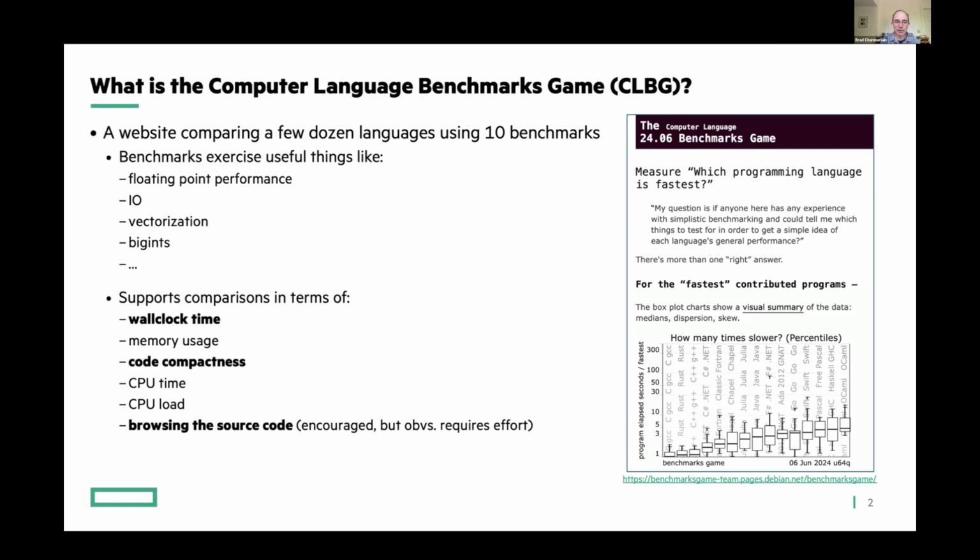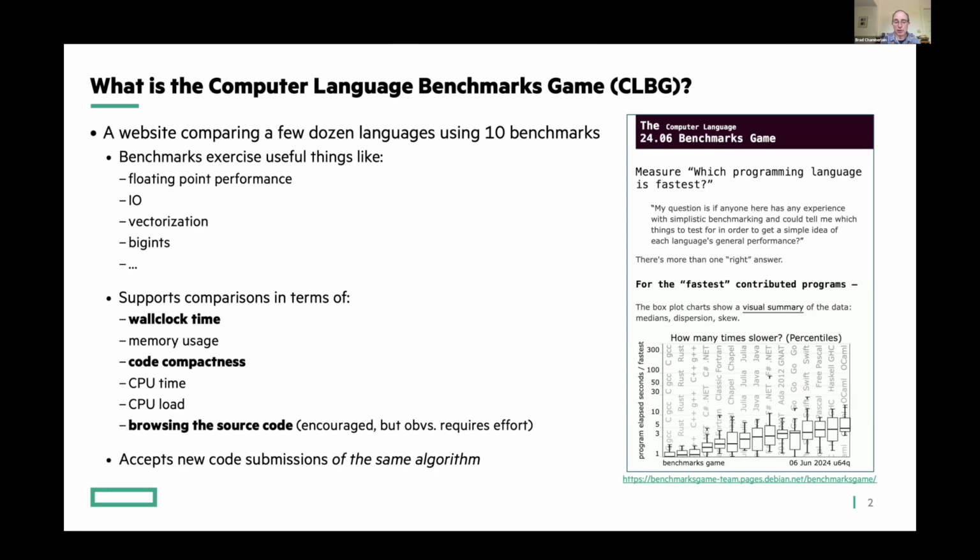You can compare the benchmarks in terms of a number of features. Wall clock time and code compactness are the two that we tend to care about the most. The site really encourages people to browse the source code and not just look at the speed, but ask how much effort and pain it took to do that. But that obviously requires a large amount of effort, so we often use code compactness as a stand-in for that.